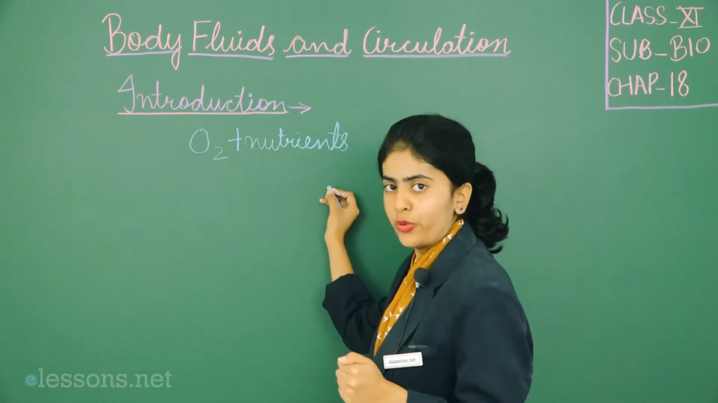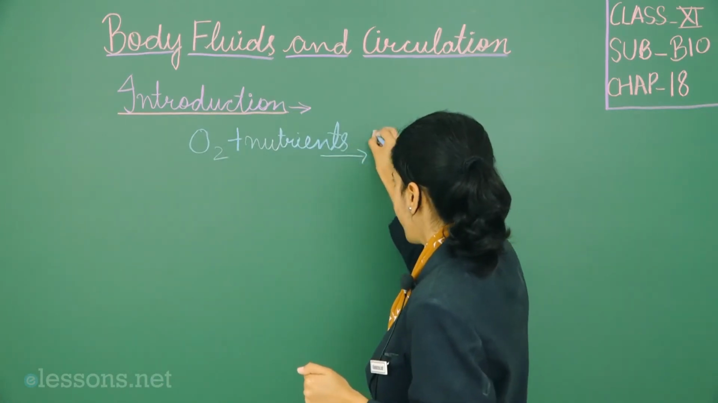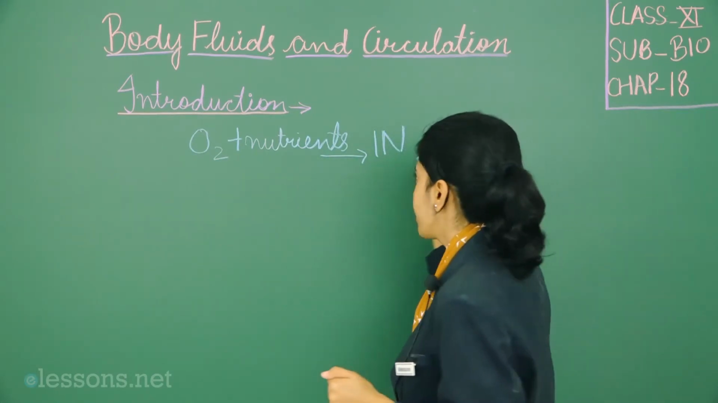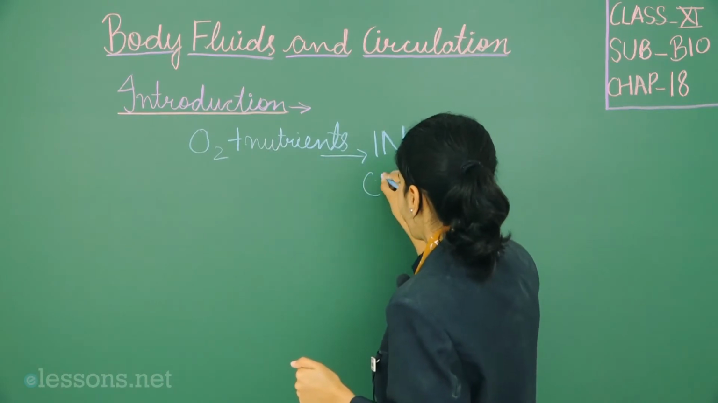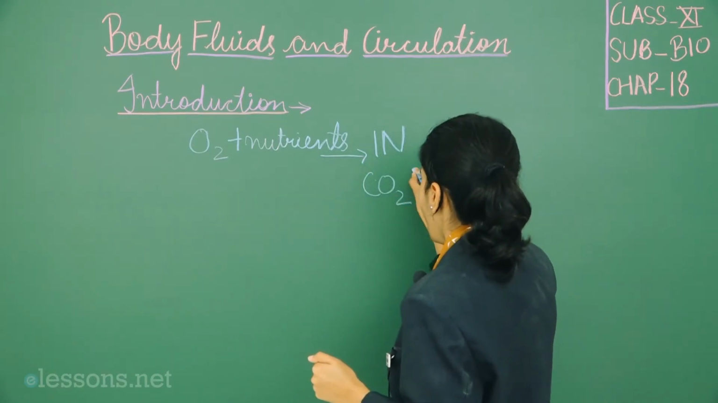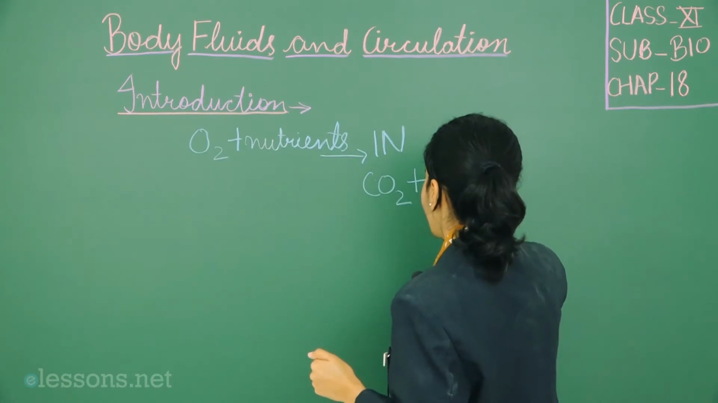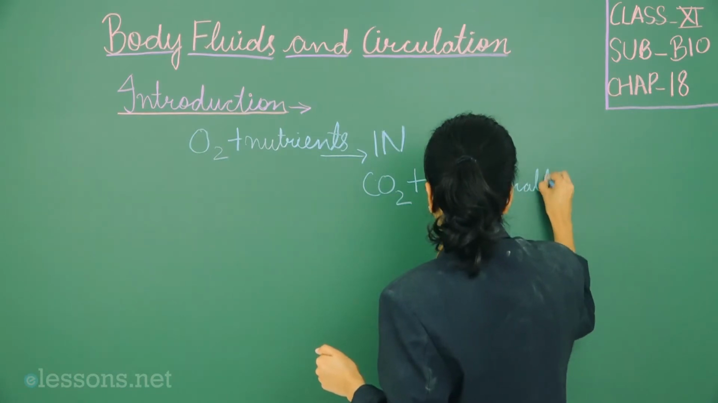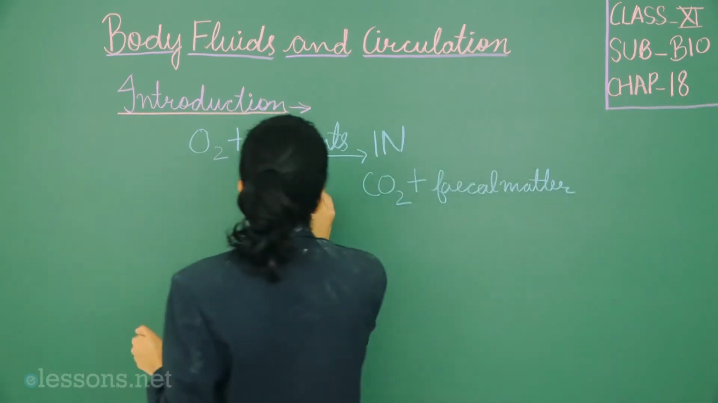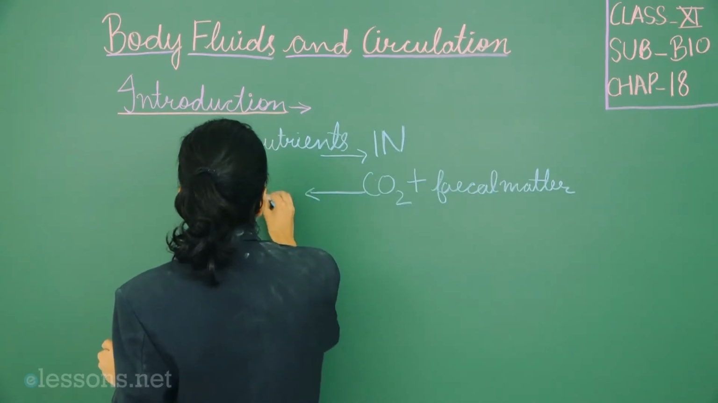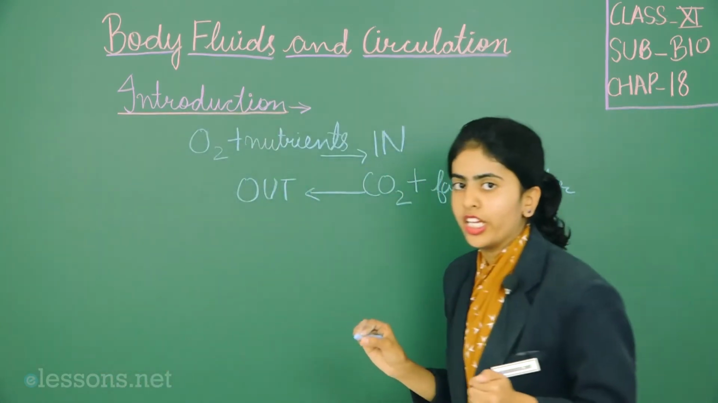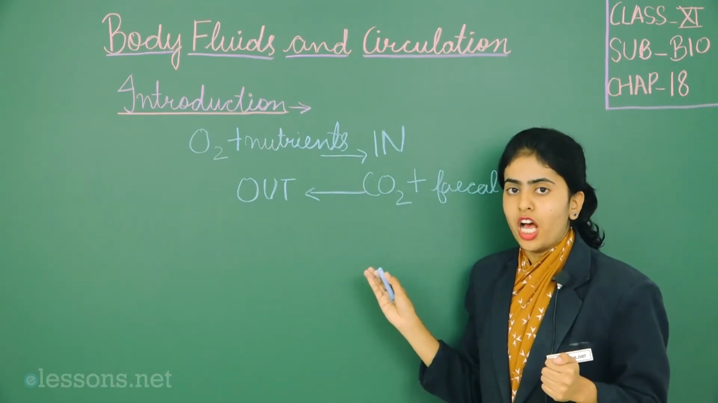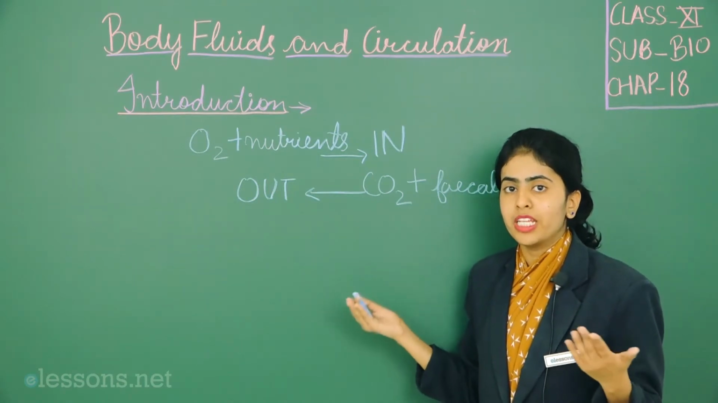So oxygen and nutrients have to be sent inside the body, and the waste products that are released, that is carbon dioxide and fecal matter, has to be sent out of the body. Now, what is the thing that is helping in this transportation? How is this transportation being made possible?